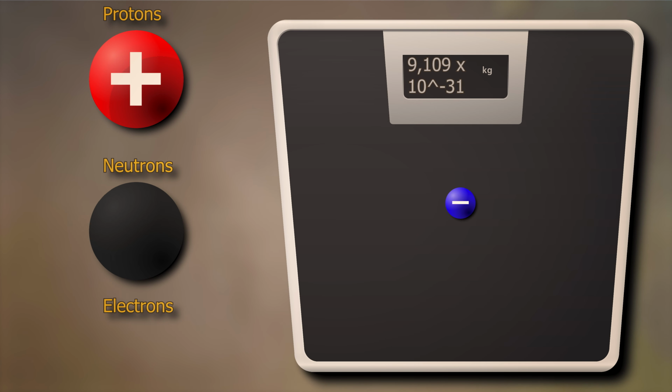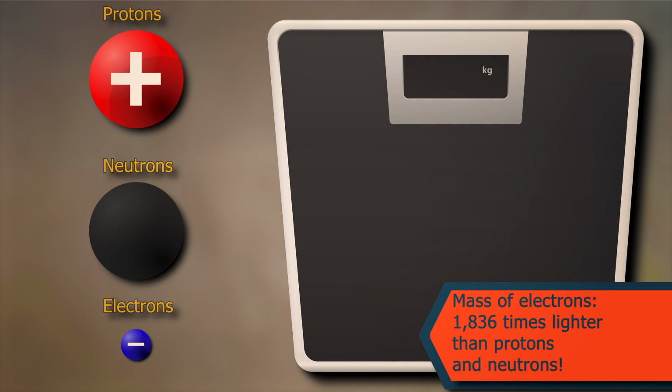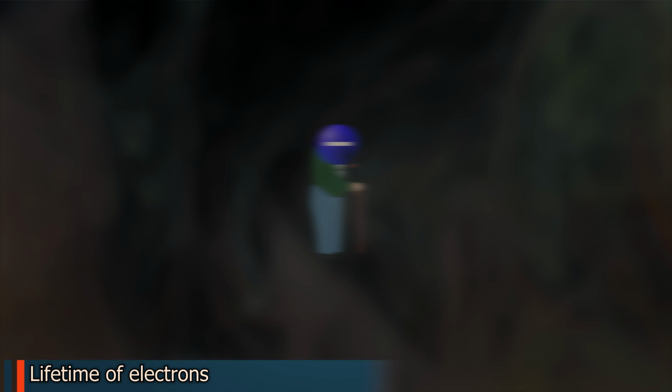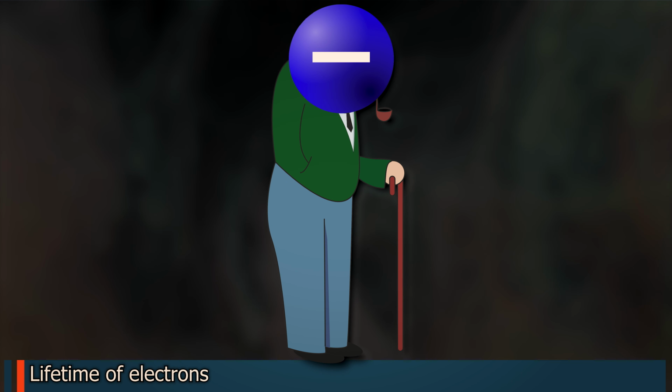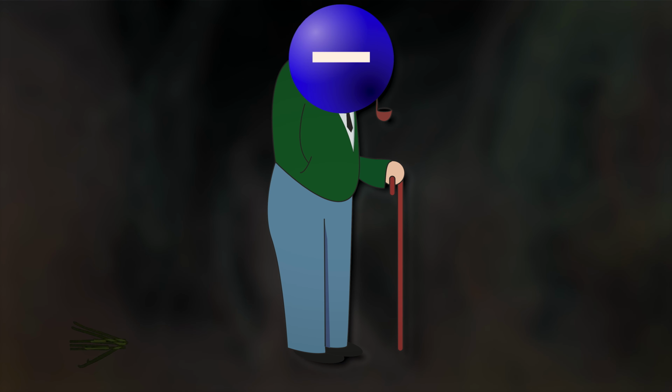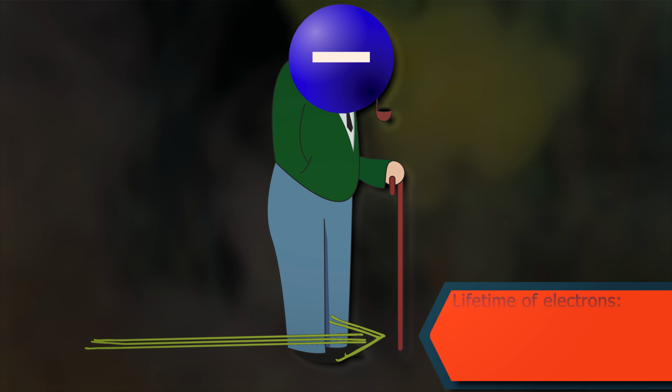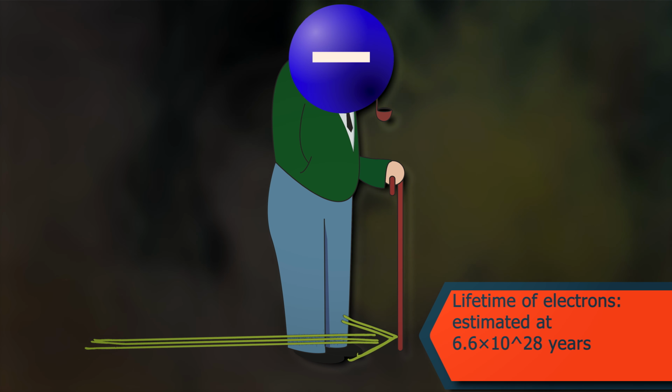Electrons have a mass of about 9.109 times 10 to the minus 31 kilograms, which is 1,836 times lighter than protons and neutrons. Consequently, electrons are regarded as massless, and their mass is not factored into the calculation of an atom's mass number. The electron is considered stable on theoretical grounds, with an experimental lower bound for its mean lifetime estimated at 6.6 times 10 to the 28 years.